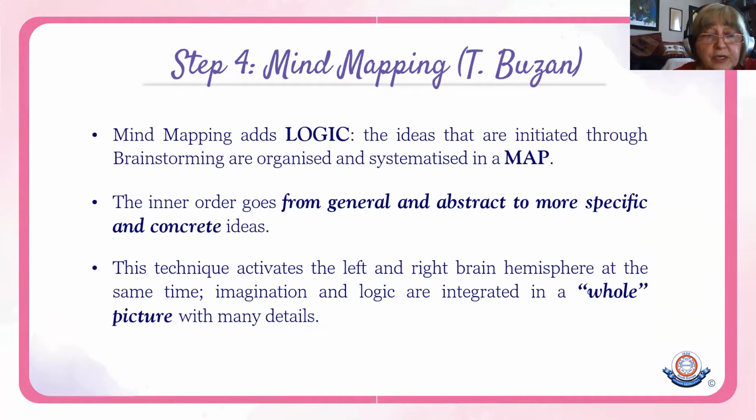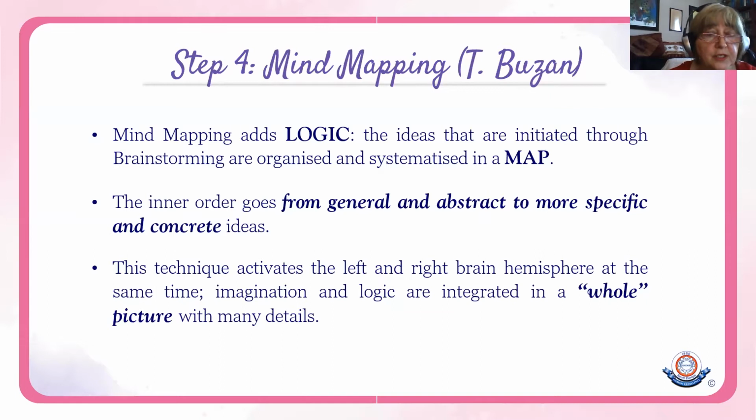And this technique combines left and right parts of the brain, because we do not think in a linear way as our textbooks are, for example, organized. We think in a way which goes to different sides in a radiant way.